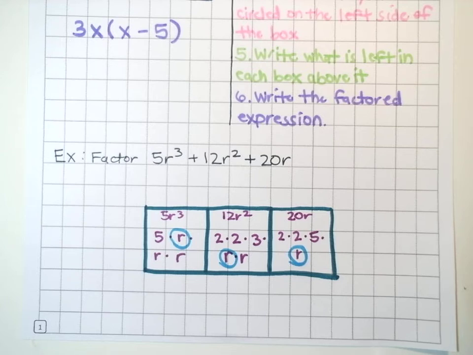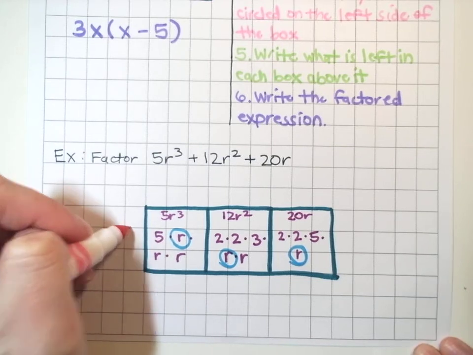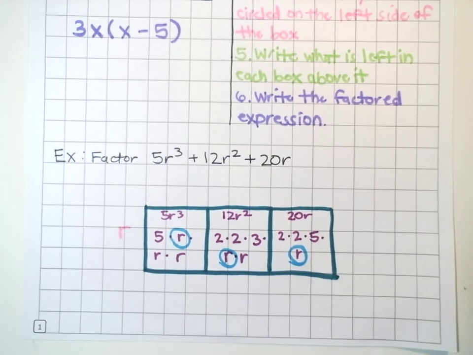So step 4 says to write what you circled on the left side of the box. And so all we circled was an R, so R is all that's going to go out on the left side. Then we need to write what is left in each box above it.